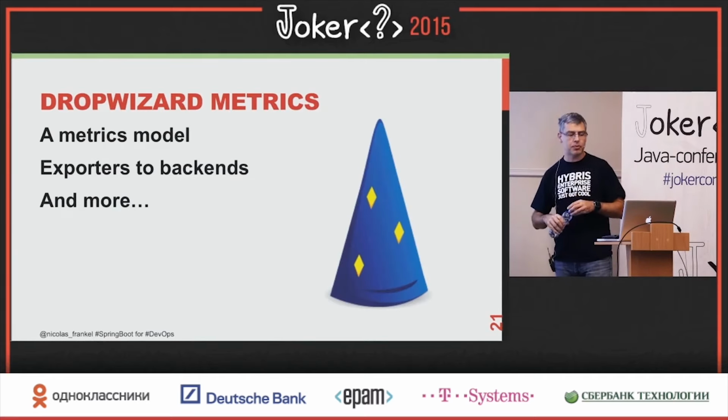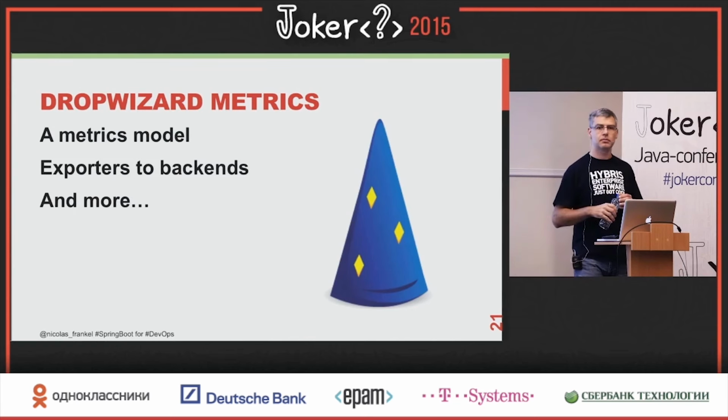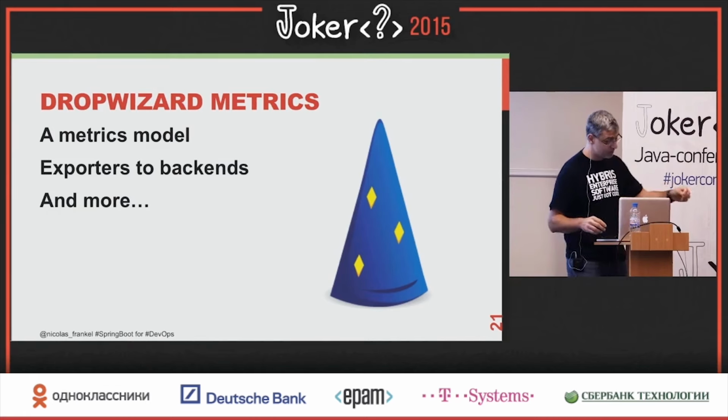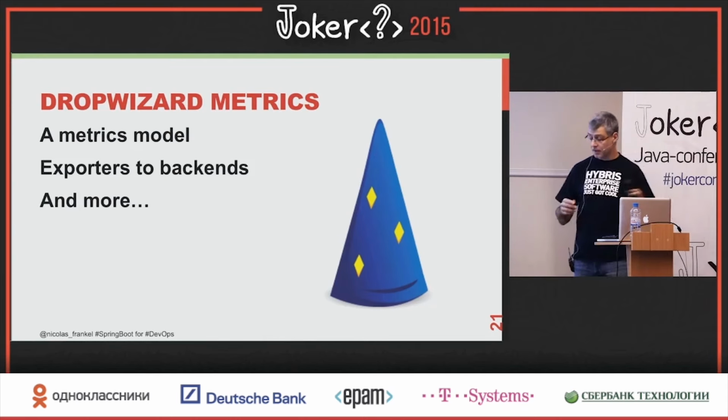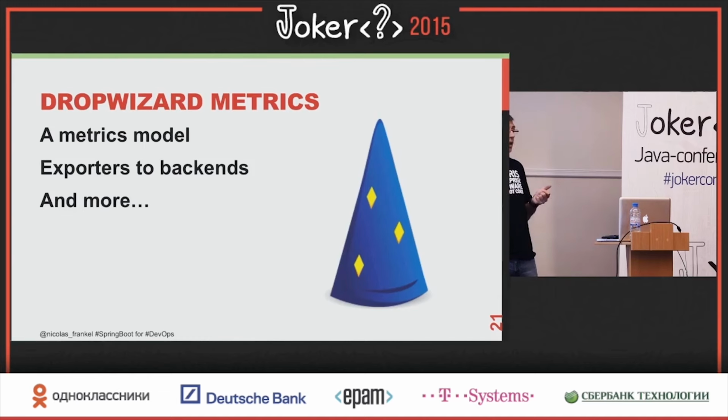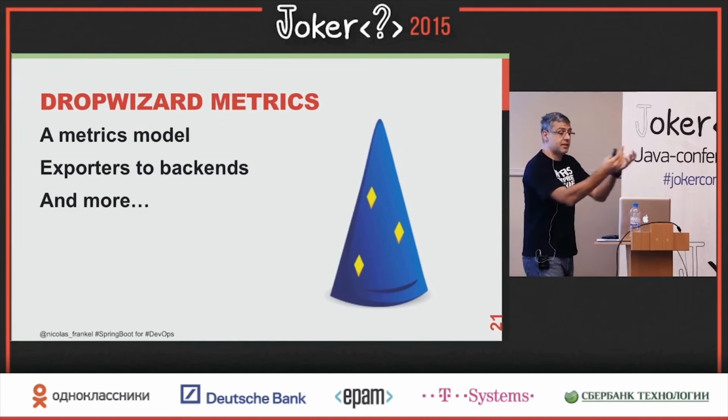Who knows about the Dropwizard metrics? 3, 4? Okay, 5? Great. So those who don't, you should really look at them. It's really a nice model. Dropwizard metrics provide you two very important things, a metrics model. So what is a metric?